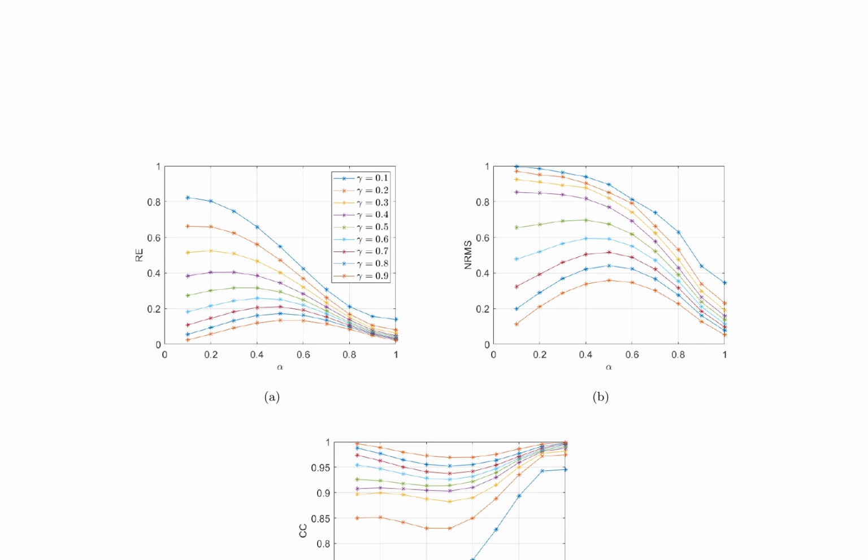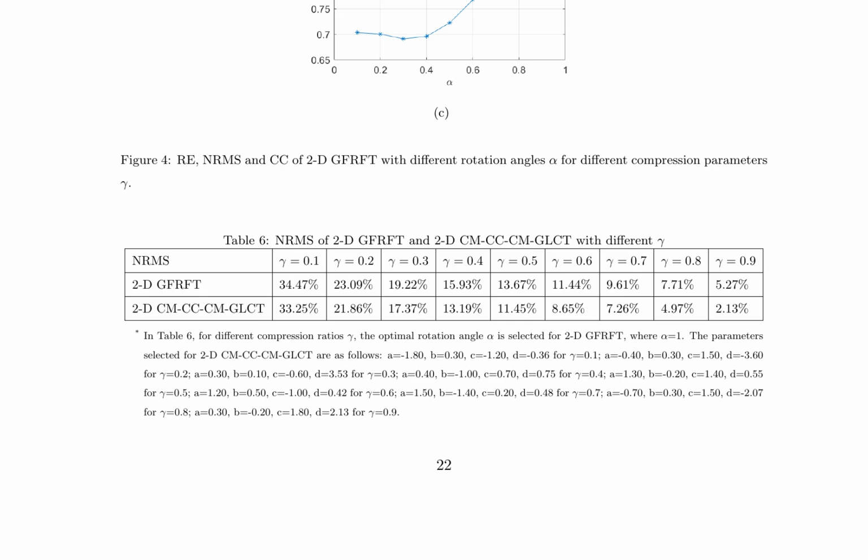Table 6 presents the NRMS of 2D GFRFT and 2D CM-CC-CM-GLCT with different gamma. The parameters selected for 2D CM-CC-CM-GLCT are detailed in the table. The results show that 2D CM-CC-CM-GLCT provides smaller NRMS compared to 2D GFRFT.